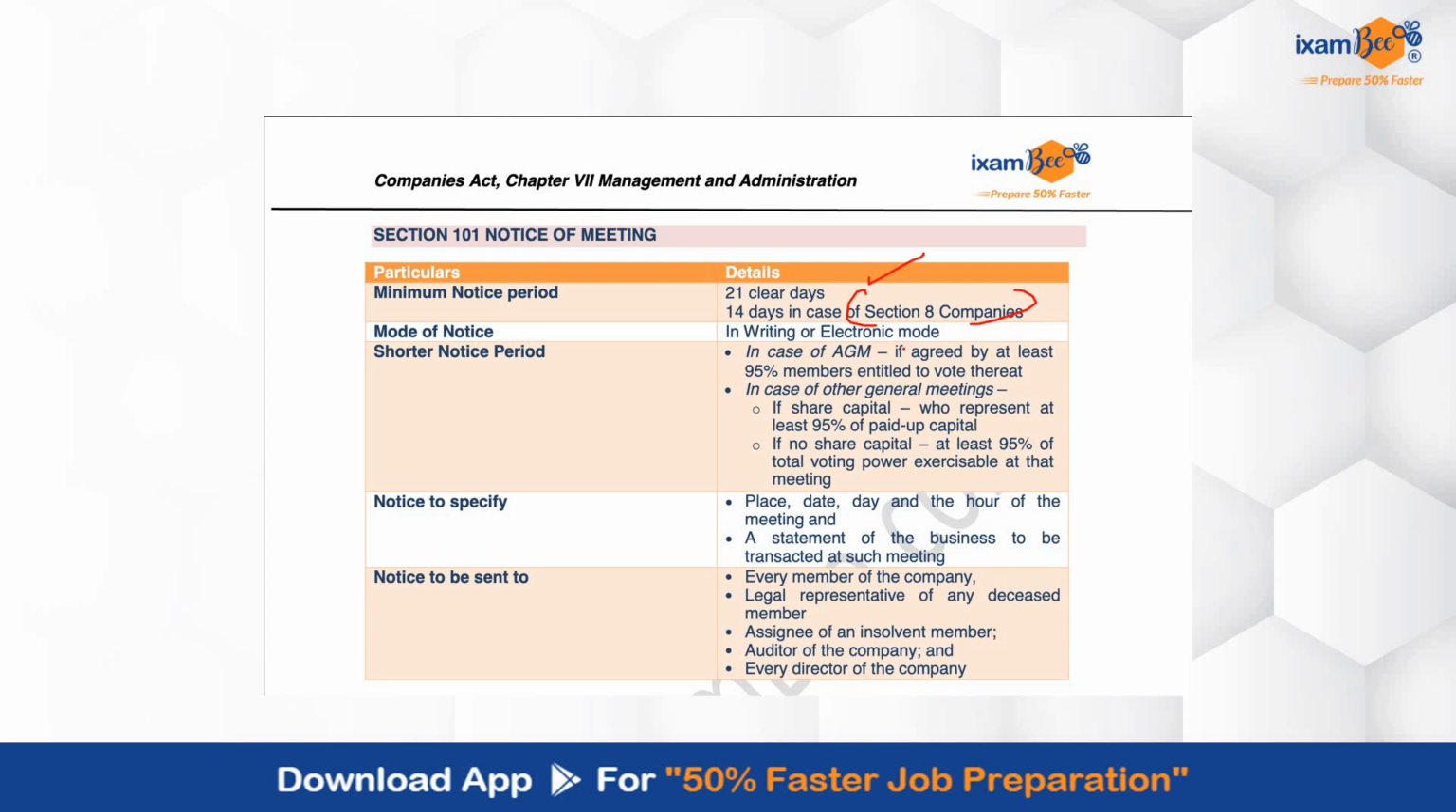Shorter notice भी permissible है if in case of AGM 95% of the members who are entitled to vote they agree to that, and in case of other general meeting share capital है तो those who are actually having 95% of the paid up capital, and if the company is not having share capital, those who are having 95% of the total voting powers. And notice will also specify, as I mentioned you, time, place, date, the business that has to be transacted or discussed or matters that have to be discussed over there, all that has to be specified.